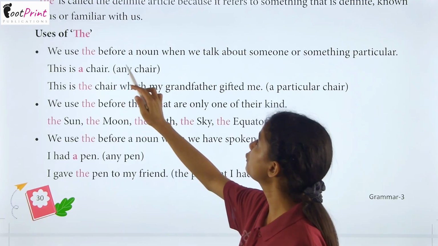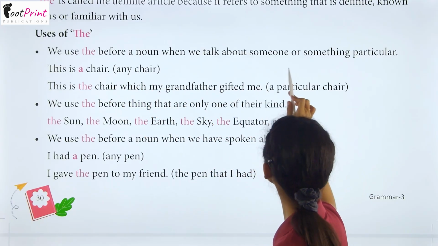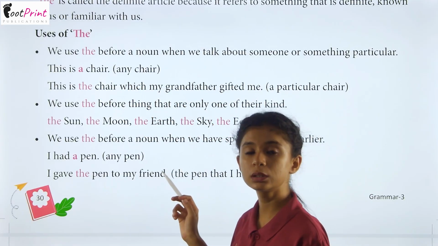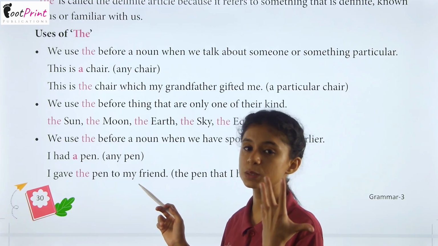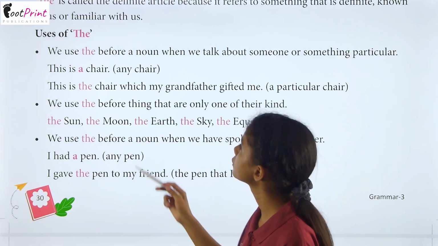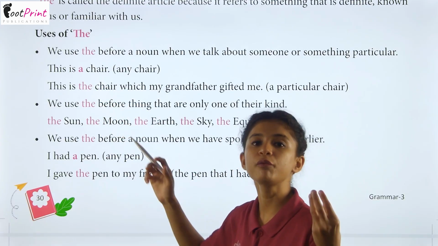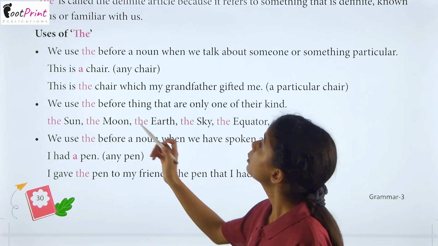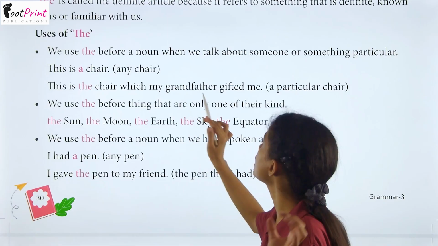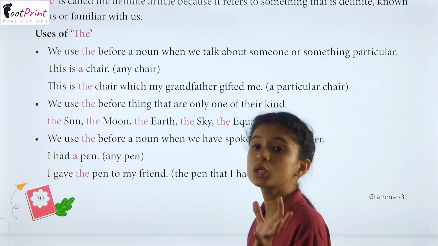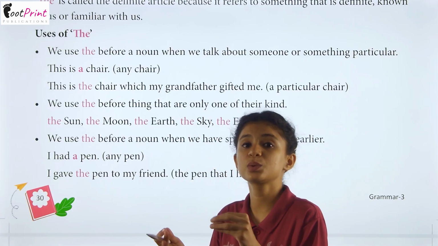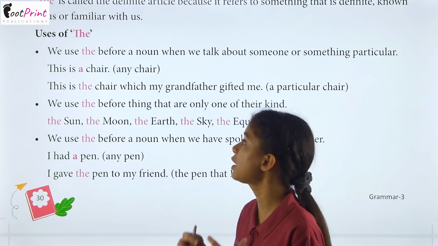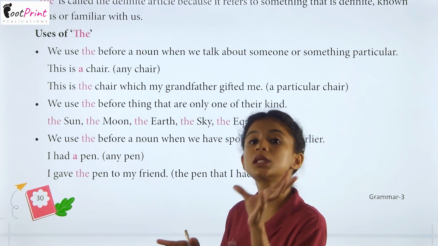We use the before a noun when we talk about someone or something particular. When we are talking about something that is particular, we use the. This is a chair. When we are talking about any chair, we will say this is a chair. But this is the chair which my grandfather gifted me. So we are talking about a particular chair that was gifted to me by my grandfather. So it becomes the chair.